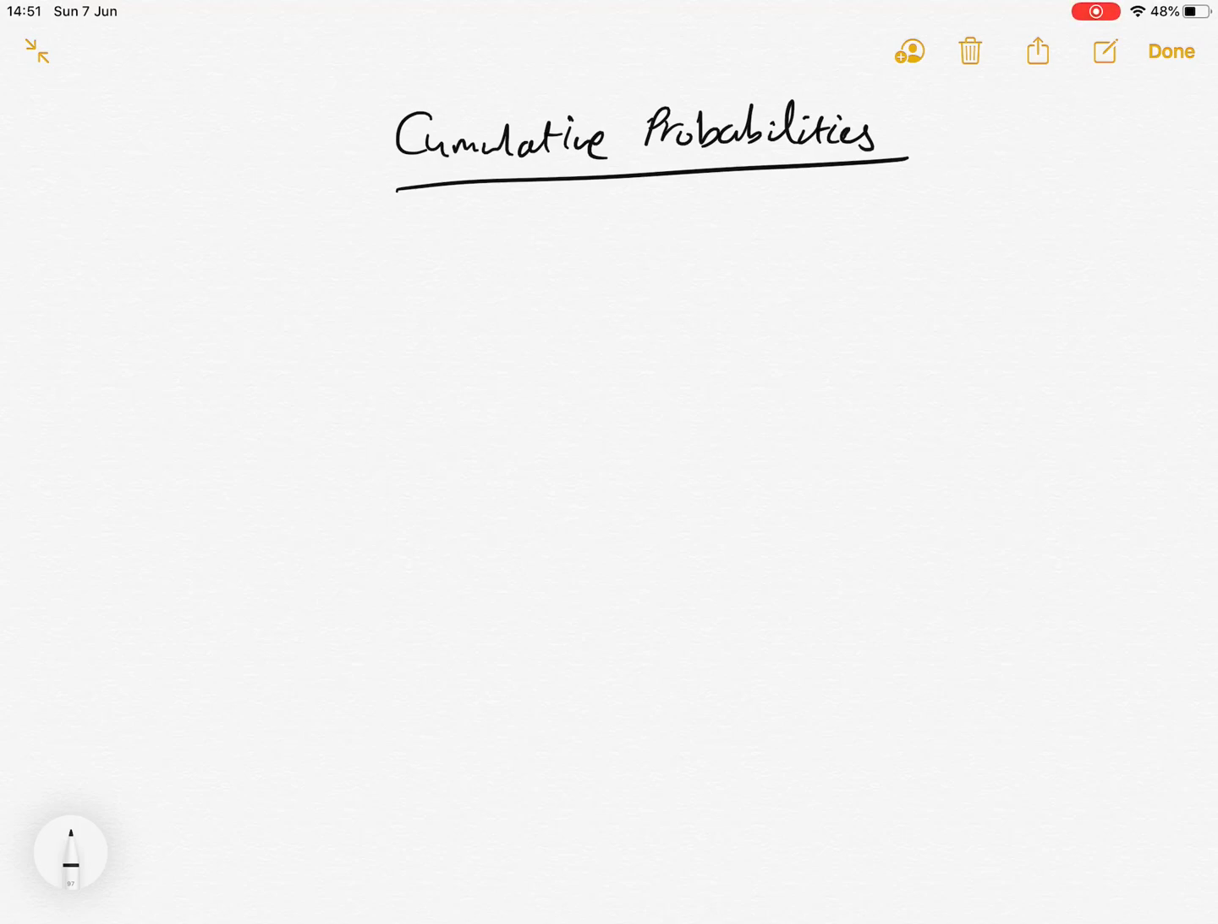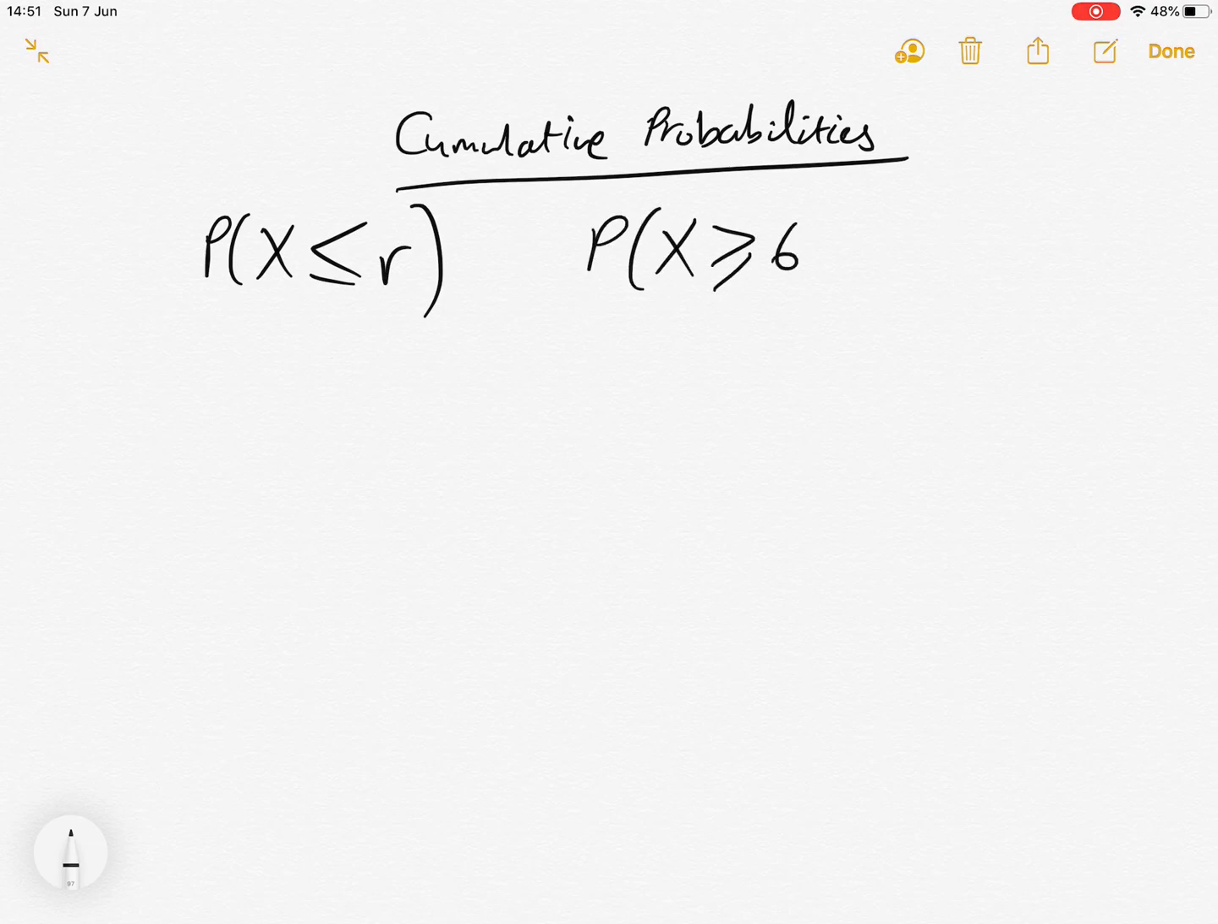We now move on to cumulative probabilities. A cumulative probability is simply a probability that consists of several different values. So something like the probability x is less than or equal to r, or the probability x is greater than or equal to 6, or the probability that x is between 1 and 5. Cumulative, from cumulative distributions, is just all of the values up to and including a certain point.